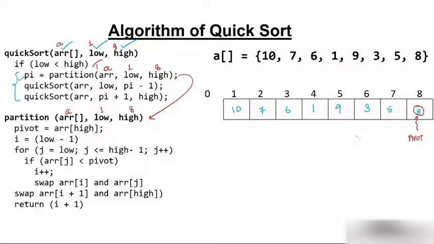P-I-V-O-T. This element is now pivot. Fine. Very fine. What is i? i is low minus 1. What is low? 1. 1 minus 1. Fine, 0. This is what I already told you, that i will start from 0.